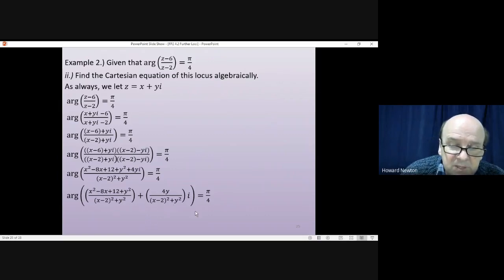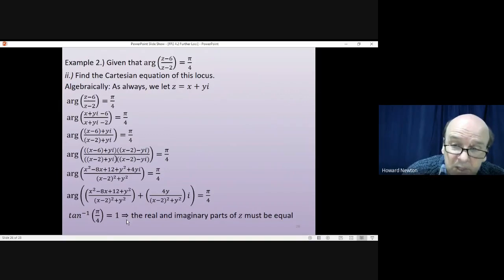The argument of this is equal to pi by 4 radians. Now, again, it does turn out to be useful that we've got pi by 4 because the inverse tangent of pi by 4 is exactly 1. The way we'd be calculating that using the argument is doing the imaginary part divided by the real part. Now, if the imaginary part divided by the real part gives us exactly 1, that means that the imaginary part and the real part must be equal to each other. Otherwise, we couldn't get 1 for the answer.